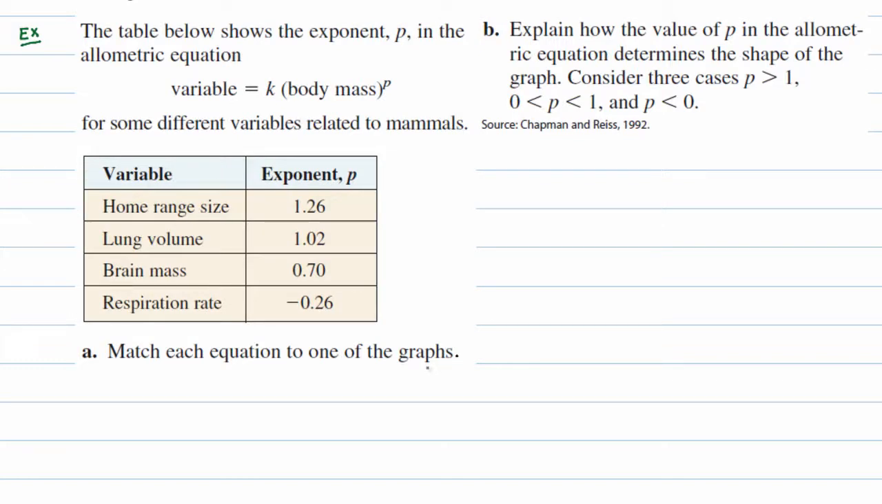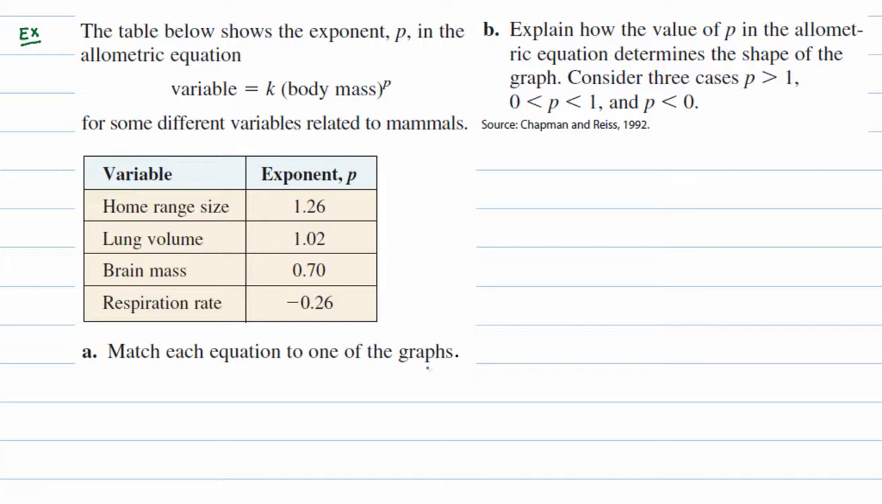This example is actually from the textbook Modeling Graphs and Functions by Bruce and Kathy Yoshiwara, and I think this is from the 2nd or the 3rd edition of that textbook. The table below shows the exponent p in the allometric equation for some different variables related to mammals. So a variable is equal to some number times the body mass raised to the p power.